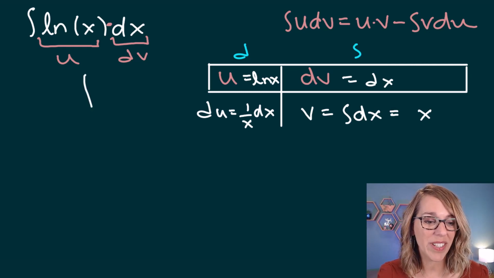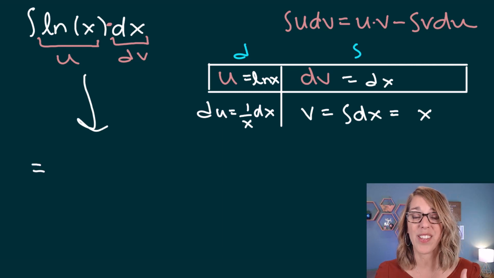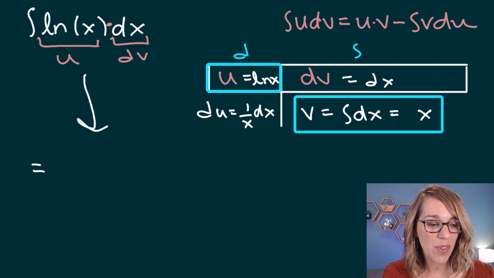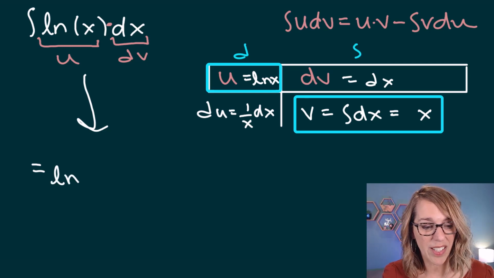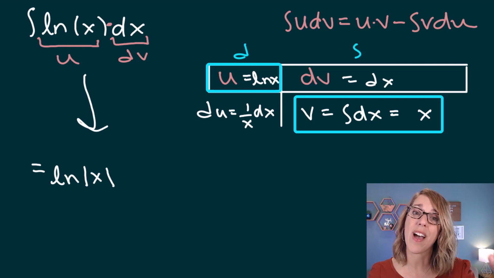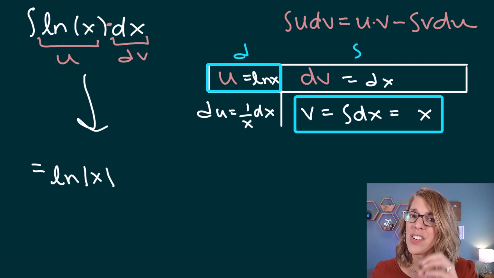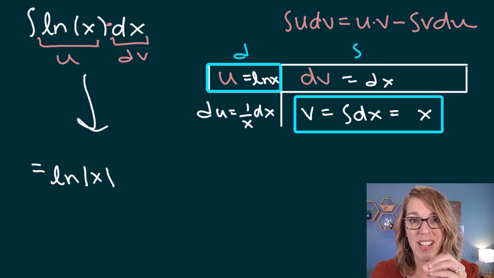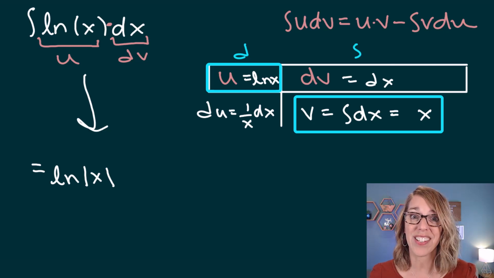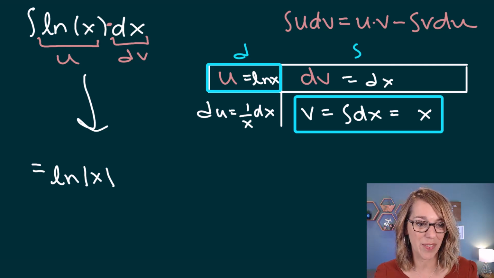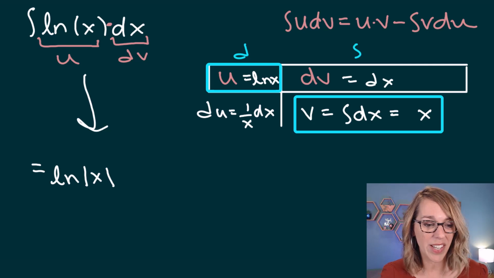Now I'm ready to apply integration by parts to our integral. I'm going to start with that u times v. U is equal to the natural log of x. I'm going to put absolute value bars around that natural log now that I've brought it outside of my integral. Just want to be really certain that my domain is greater than 0. Absolute value takes care of that. And then I need to multiply this times my v.